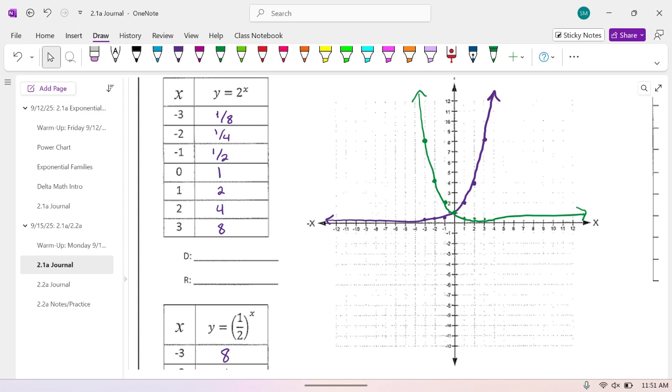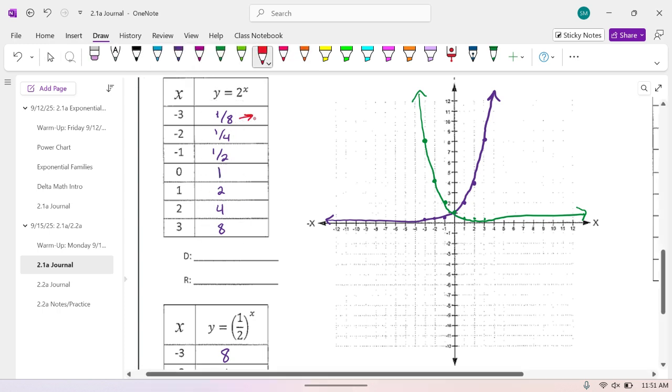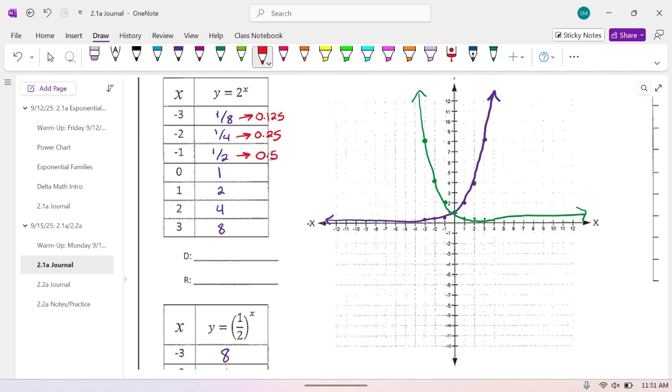Now, just note that if you got those decimals instead of the fractions, you're technically correct. Just make sure you note what the actual fractions are as well. Okay? So 0.125 is equivalent to 1/8. 0.25 is equivalent to 1/4. 0.5 is equivalent to 1/2. Just make sure you also have the fraction counterpart.